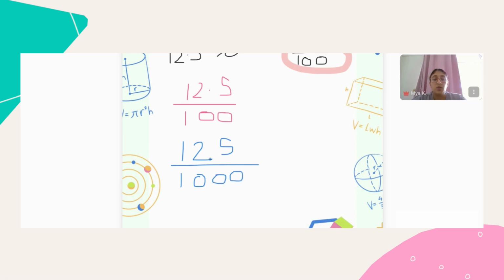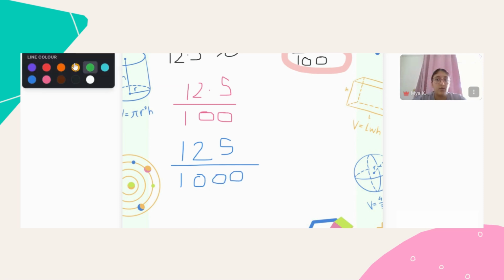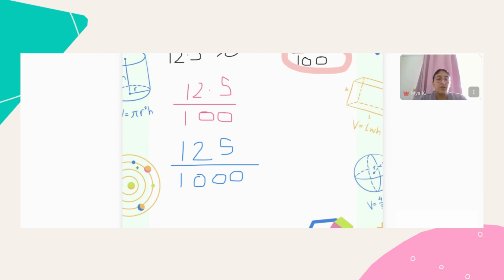At this point, you'll want to simplify your fraction. And we would do this by finding the highest common factor, or you might hear it abbreviated to HCF. In this case, that number is 125. So we would do 125 divided by 125, which gives us 1 for the numerator. And then we would do 1,000 divided by 125 for the denominator, which gives us 8. So our final answer is 1 over 8.